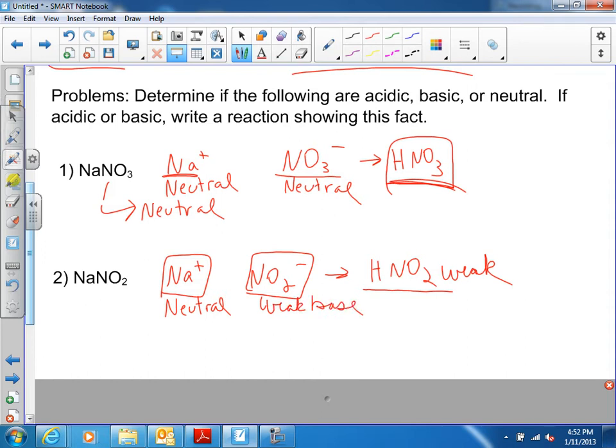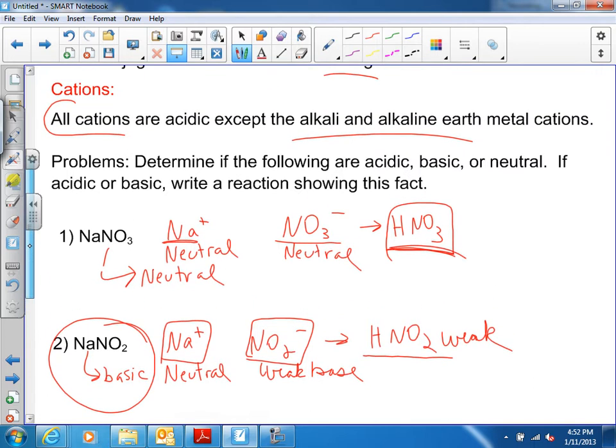Well, if I have something that's neutral with something that is a base, overall, this will be basic. If I stick this into water, the pH will be less than 7. Sorry, it will be greater than 7. Less than 7 is acidic. Okay, so we just learned that the salt is basic.